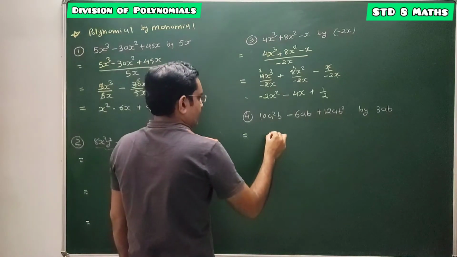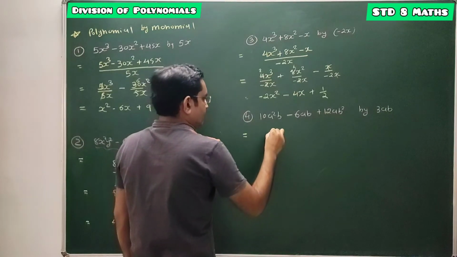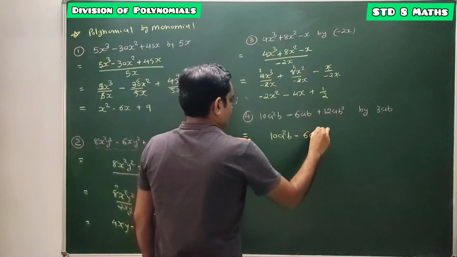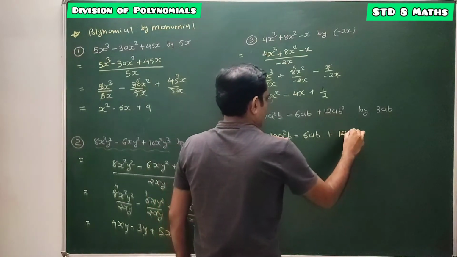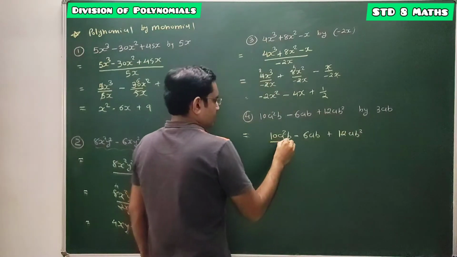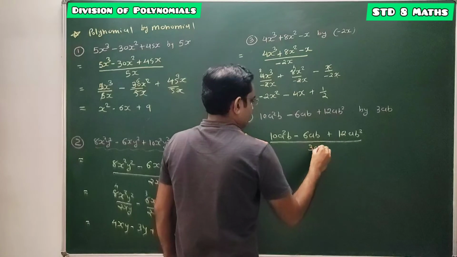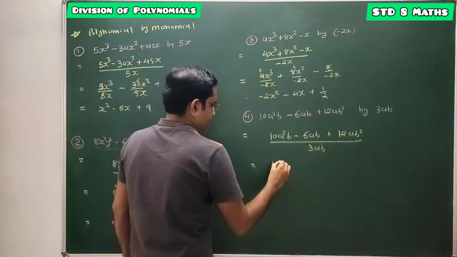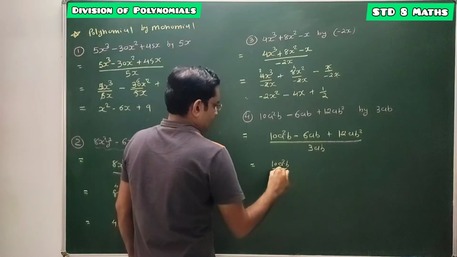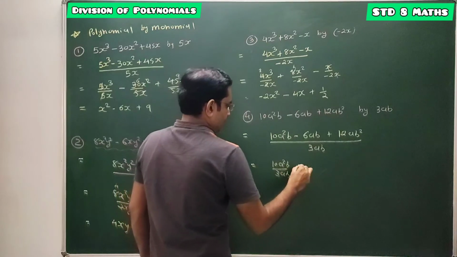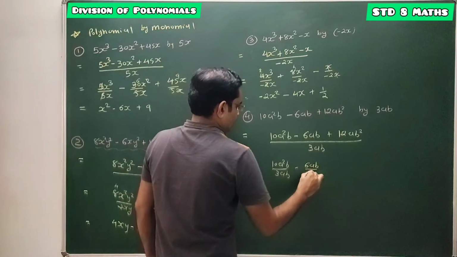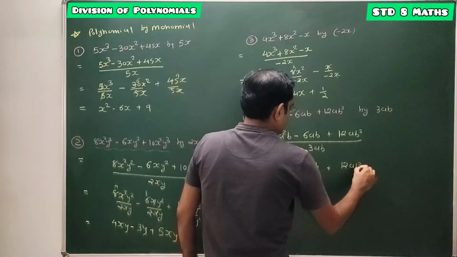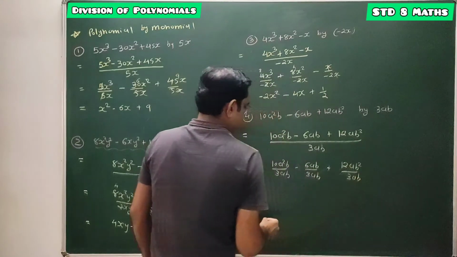Last sum. This one, what is the numerator by denominator form? It will be 10a square b minus 6ab plus 12ab square divided by 3ab. So this is equal to 10a square b upon 3ab minus 6ab upon 3ab plus 12ab square upon 3ab.